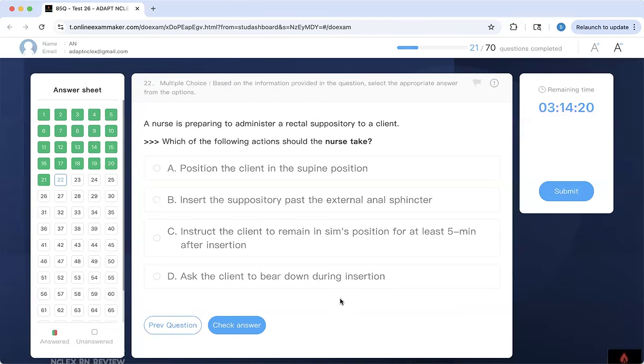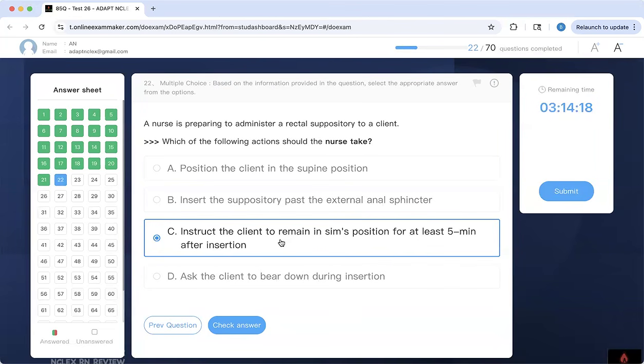Pause, pick your answer. C is your right answer. Why? Same position, right position. Patient needs to hold it for some time, 5 minutes, so that he can stay and do his job. Why is A wrong? It's not same position. Why is B wrong? You pass the internal sphincter, not external sphincter. Watch for this trap. A lot of people will pick B. Don't pick it. It's internal sphincter. Ask the client to bear down during insertion? They're going to get rid of the suppository. They should not bear down. Hold it.